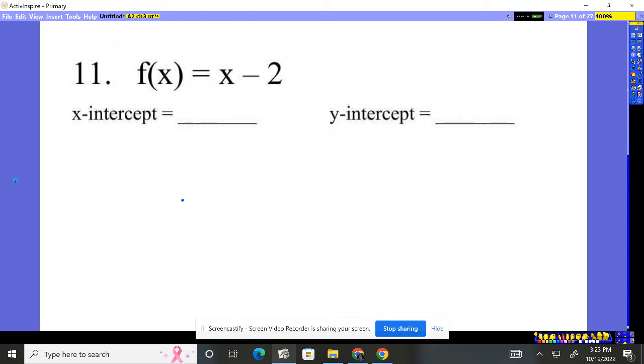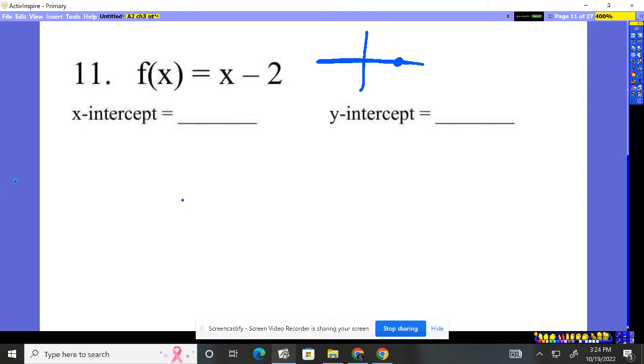All right, number 11. He gives us a function and wants us to algebraically find the x-intercept and the y-intercept. In other words, by hand. Okay, I could graph it and see where they cross the x-axis, y-axis, but let me use my brain here. X-intercept, that's the x-axis. Where is it crossing this guy?